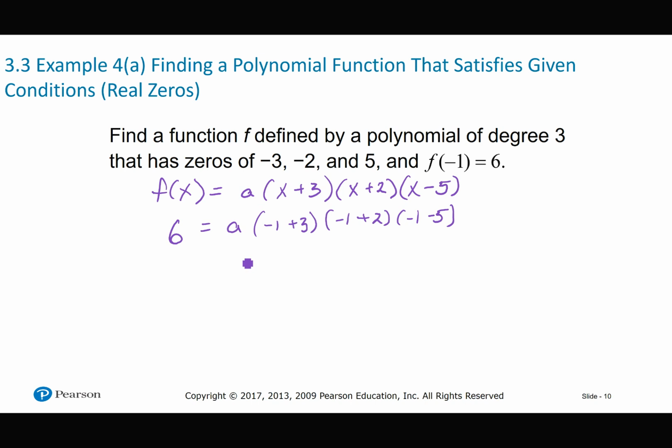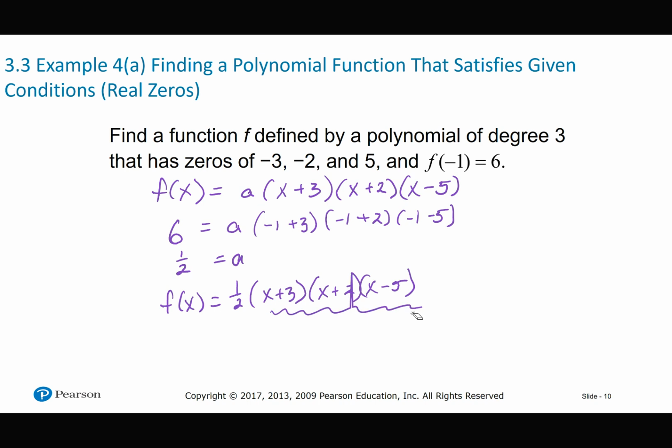Okay, if I were to solve all of this, I'll just do it for you, you'd end up with a equal to 1/2. If you take all those numbers, multiply them, and divide by 6, you get a. So f of x is going to be equal to 1/2 times x plus 3 times x plus 2 times x minus 5. But we want a polynomial of degree 3. This is not degree 3. Degree 3 would be x cubed. So we have to multiply all of these together to get our x cubed.